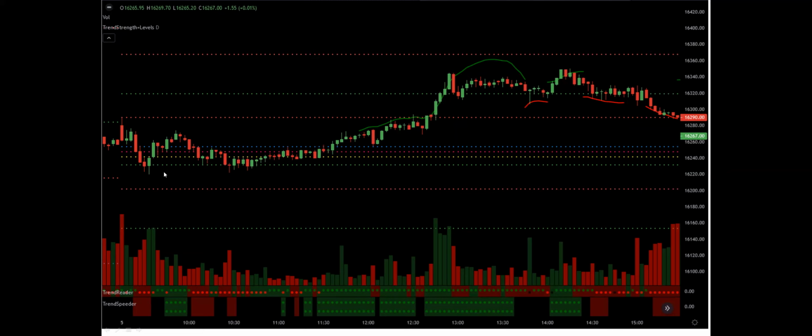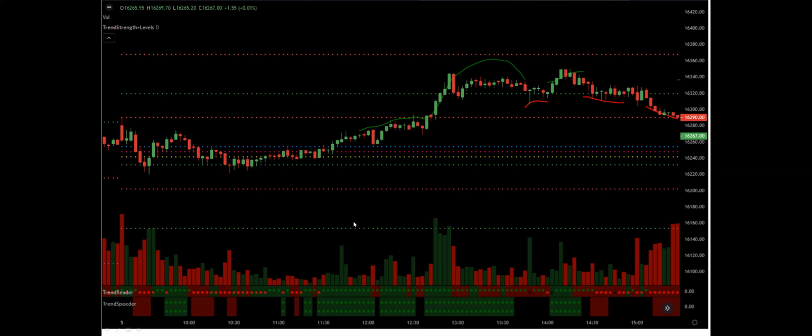There are areas here where it's a flat market and there is no colored line, so that indicates the market is range bound, and it is better not to take any trade. That is the trend strength indicator.